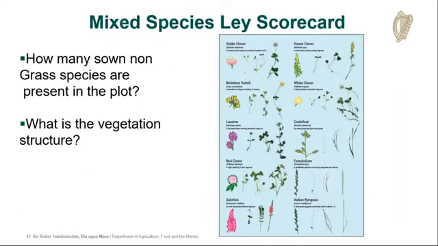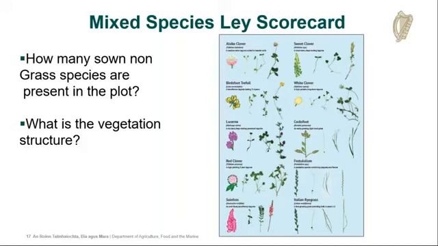Onto the scorecard itself, there are fewer questions on the mixed species lay scorecard. On the field part of it, before I get to the margins and the field boundaries, the field part is just these two questions. It's how many sown non-grass species are present in the plot, and the second question is, what is the vegetation structure?